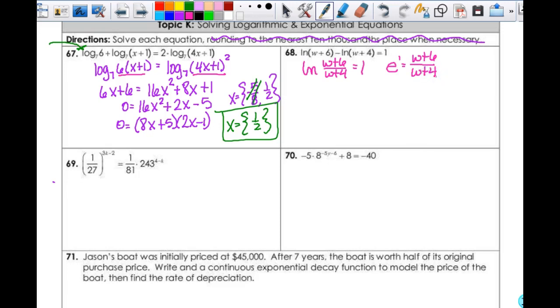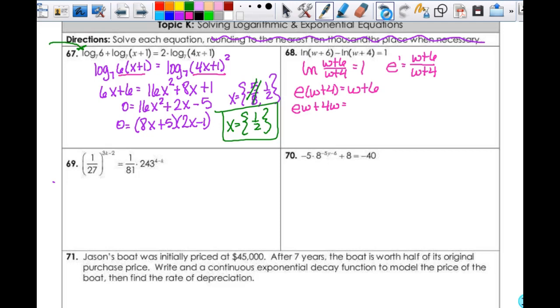So then I have to solve for w. I'm going to multiply both sides by w plus 4. So I get e times w plus 4 equals w plus 6. So in order to get the w's together, I'm going to have to distribute my e and then get all my like terms together. So this is going to be e times w plus 4 times w equals, oh, no, that is not 4 times w. E times w plus 4 times e, because e is what I'm distributing. Once my board decides to cooperate, I will fix it.